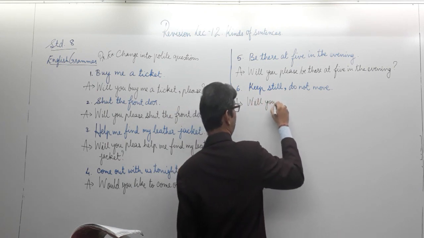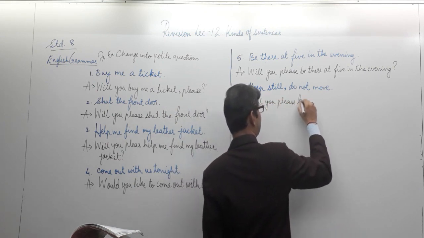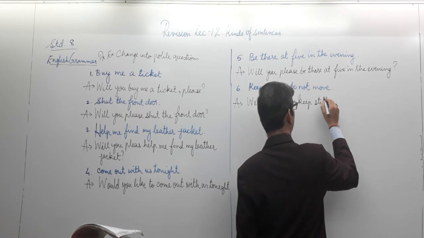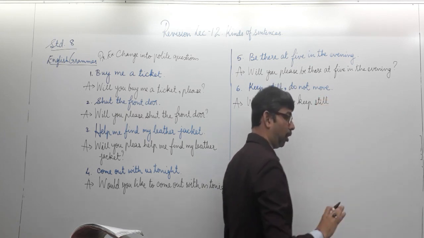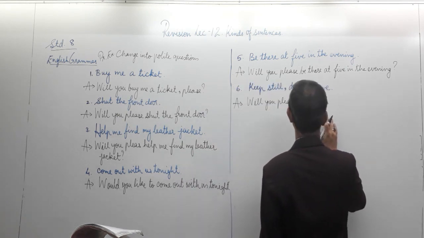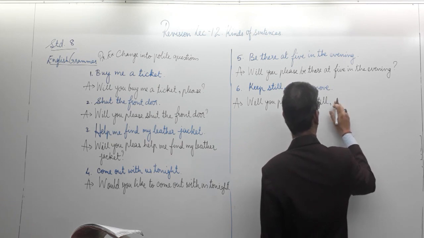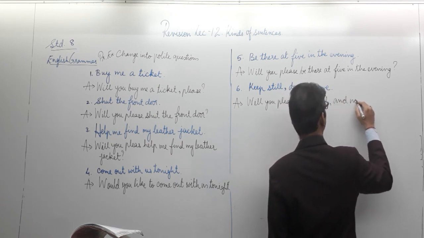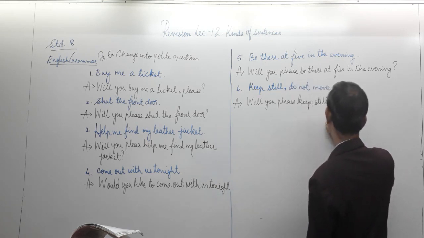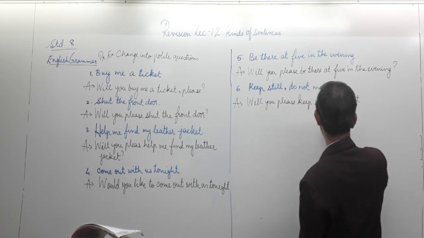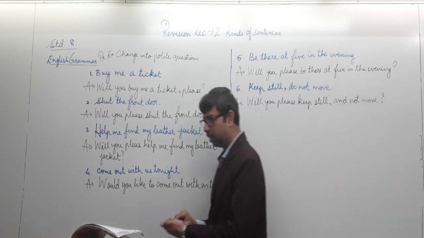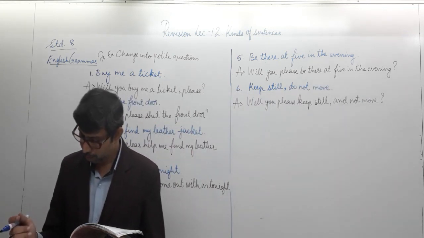Will you please keep still? That is one thing. You have requested someone to be firm. Keep still. Will you please keep still, comma, and not move? Well, that do not move will now change to not move. We may apply a comma, we may not apply a comma. Will you please keep still and not move? And then the question mark can be applied over here. Observe the pattern of writing.